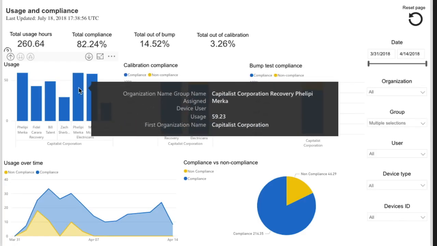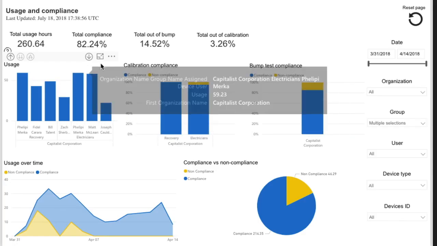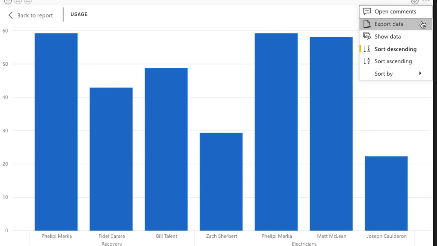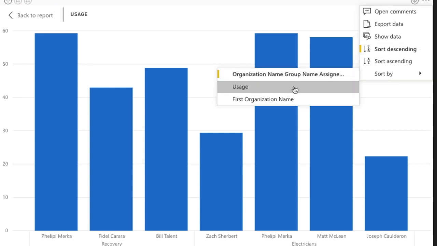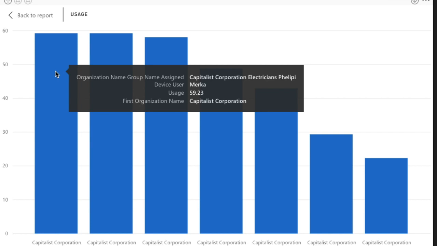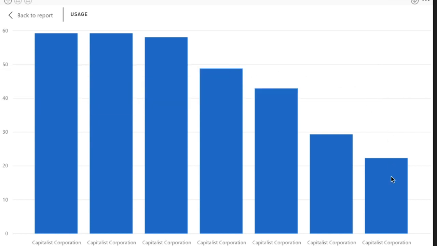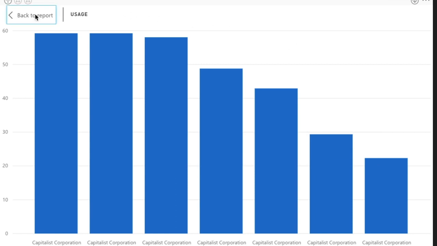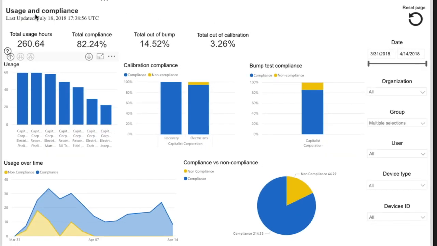While usage can double as a productivity measure, it primarily indicates that a device was powered on and monitoring a worker's safety for their shift. Most companies have a number of usage hours they expect per worker. For example, it's common to expect a worker to have device usage for their entire shift. By sorting the usage visual, you can quickly see which group or individual has the most and least usage.